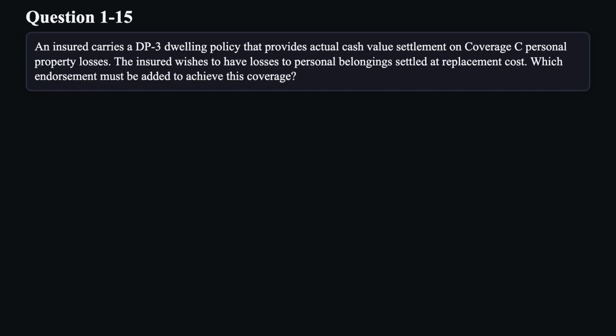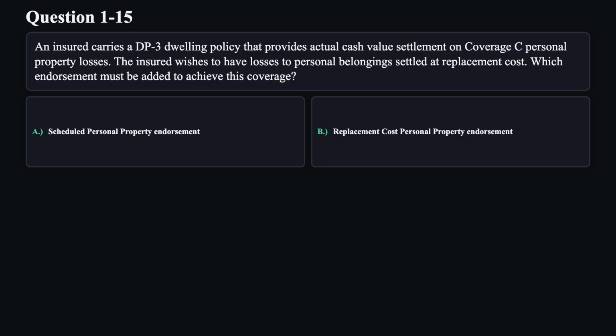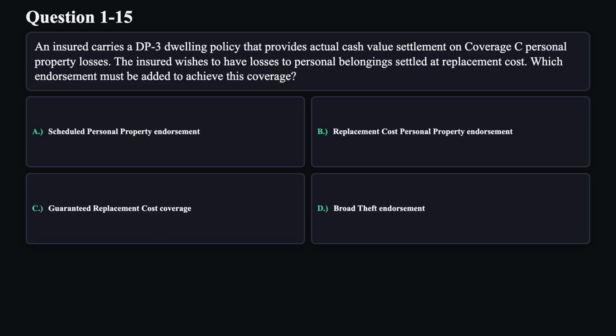Question 15. An insured carries a DP3 dwelling policy that provides actual cash value settlement on Coverage C personal property losses. The insured wishes to have losses to personal belongings settled at replacement cost. Which endorsement must be added to achieve this coverage? A, scheduled personal property endorsement. B, replacement cost personal property endorsement. C, guaranteed replacement cost coverage. D, broad theft endorsement.